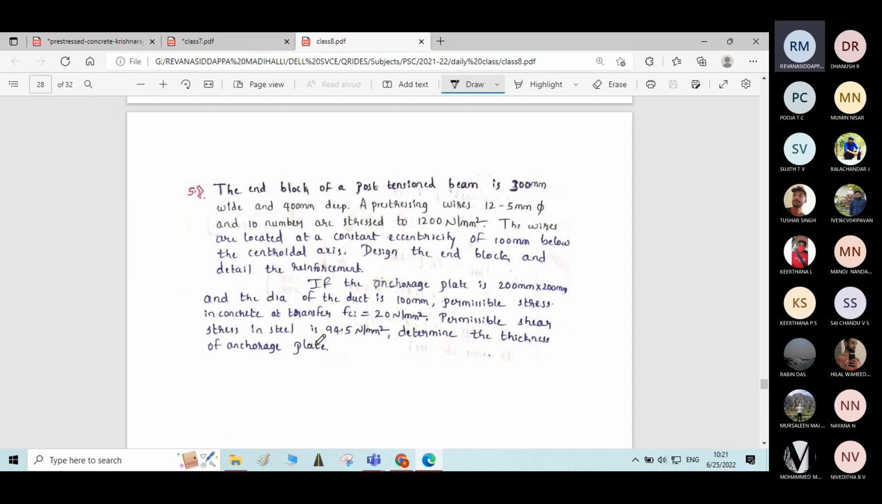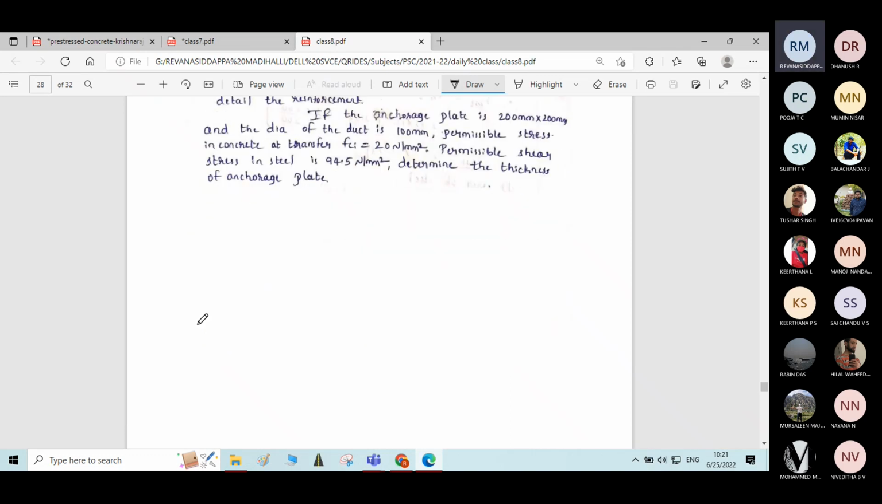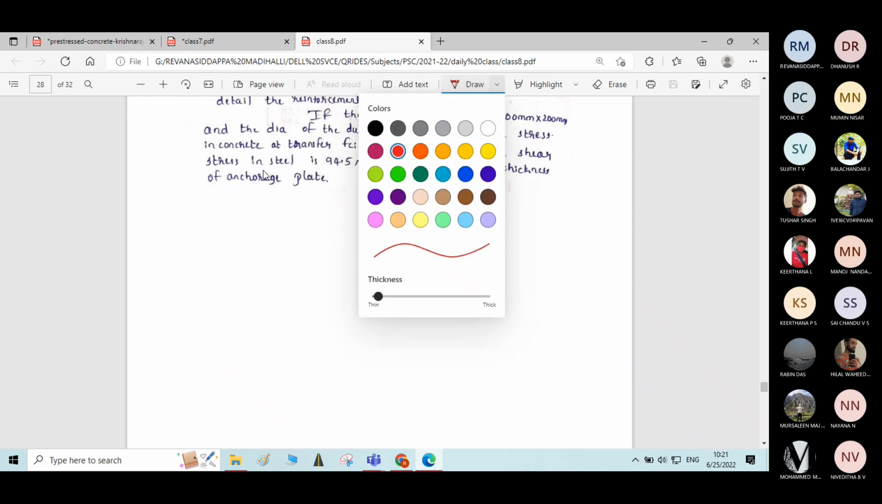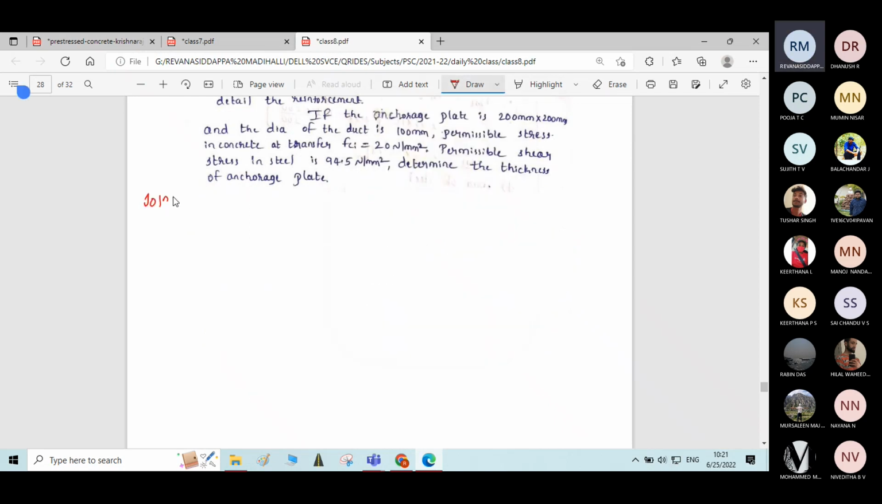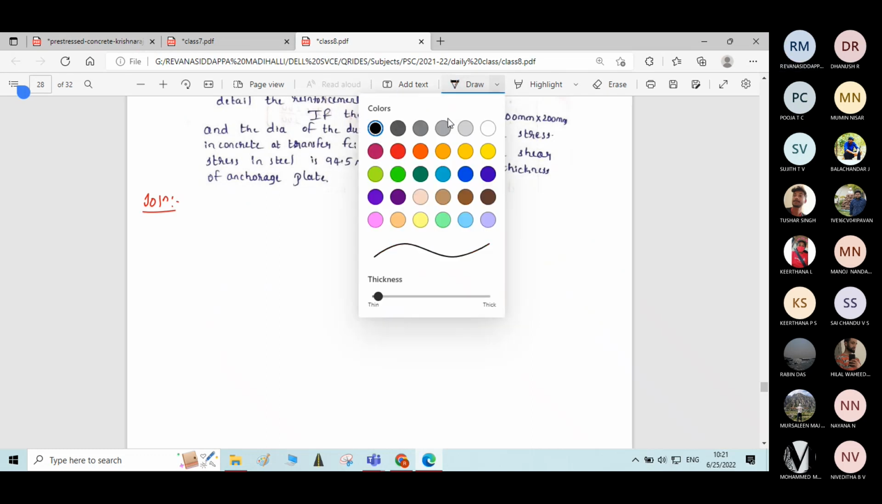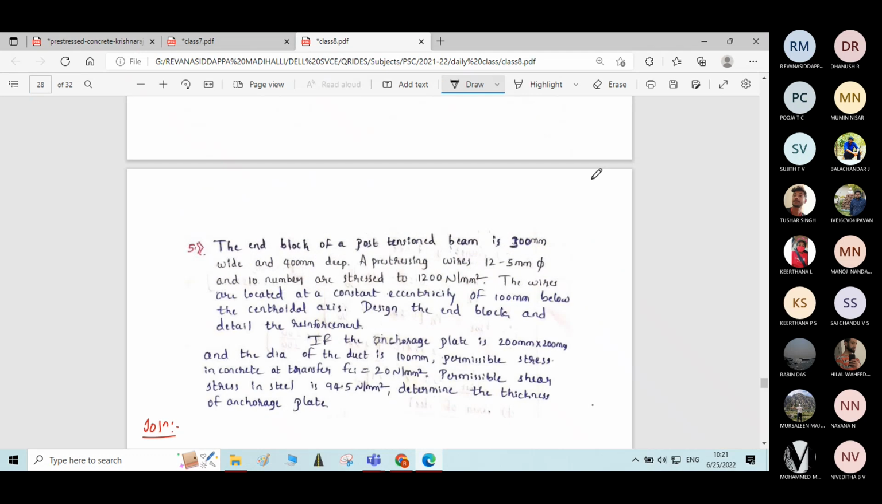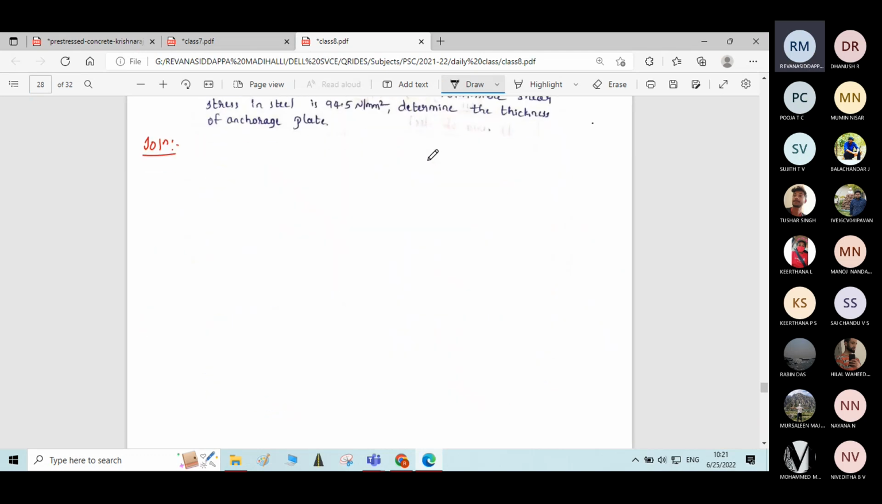The end block of a post tensioned beam is 300 mm wide and 400 mm deep. So it is a rectangular section. Again, solution. It is a rectangular section having 300 mm width and 400 mm depth.